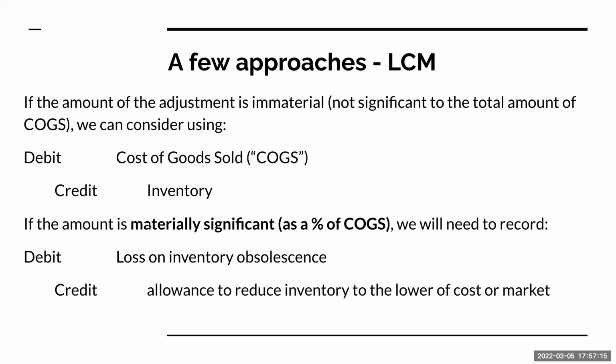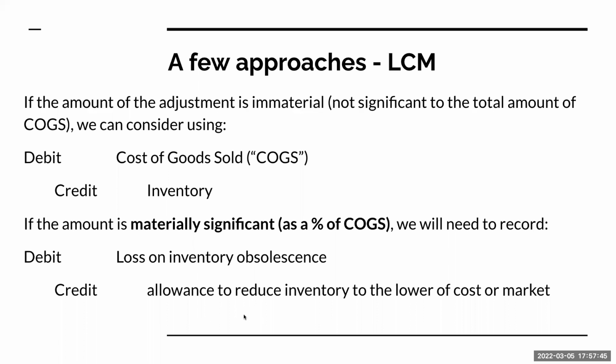Now, if the amount was materially significant, say my adjustment for lower of cost or market was 100,000 and my total cost of goods sold was 200,000, then making the adjustment to cost of goods sold, 100,000 divided by 200,000, is about 50%. Then I would need to debit a loss on inventory obsolescence, and then credit allowance to reduce inventory to the lower of cost or market.